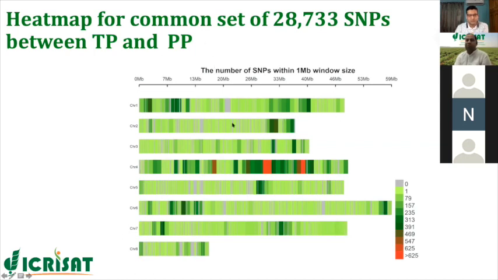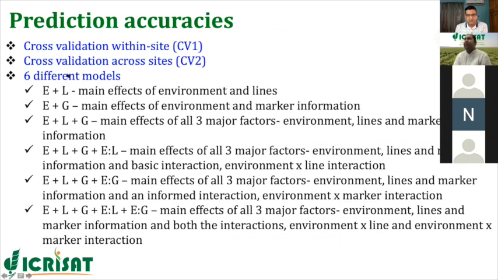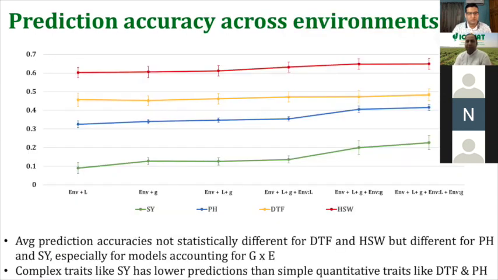These are the distribution on the genome. We tested those cross-validation schemes, as I mentioned: within site CV1, across site CV2. As I mentioned in the previous slide, we use 6 different models: E plus L, main effects of environment and line; E plus G, main effects of environment and marker information; E plus L plus G, main effects of all three factors: environment, line, and marker information. Then we use the interactions: environment by line interaction, environment by marker interaction, and environment by line plus environment by marker interaction. All of that together we used.